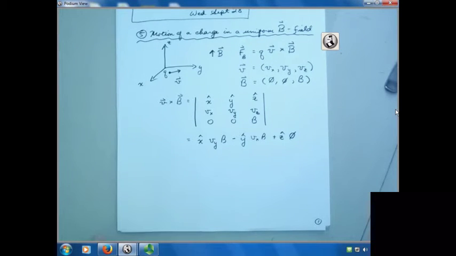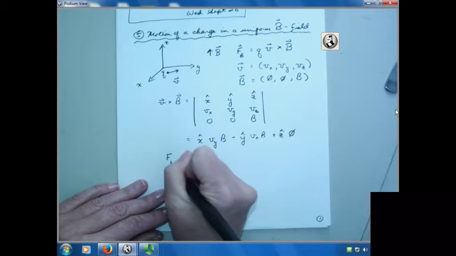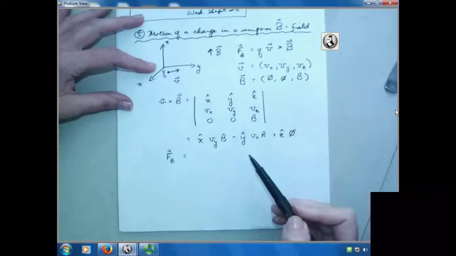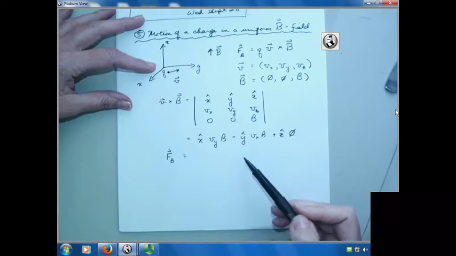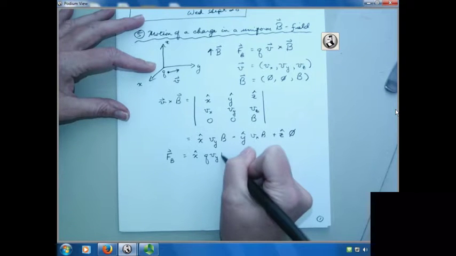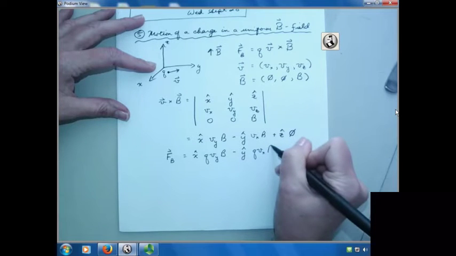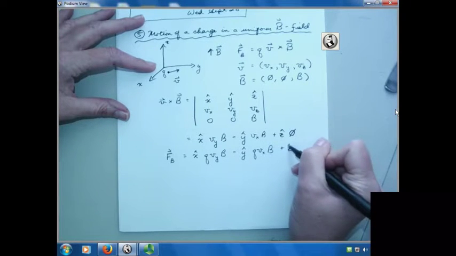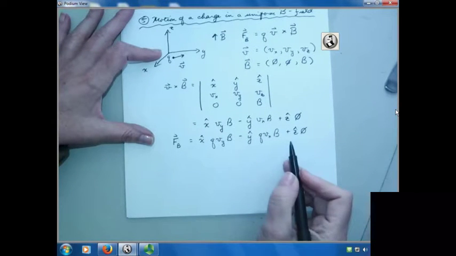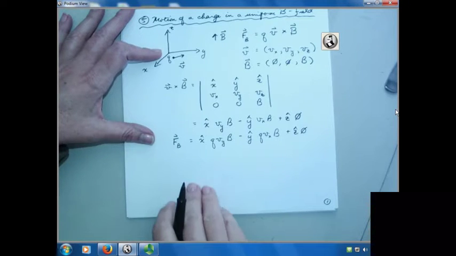Okay, and so my magnetic force is equal to QV cross B. So here's V cross B. I just have to multiply it by Q to get my magnetic force. So I've got x hat Q Vy B minus y hat Q Vx B plus z hat times 0. Okay, so that is the force. And this particle is moving in a magnetic field, and there's no electric field, so there's just the one force.